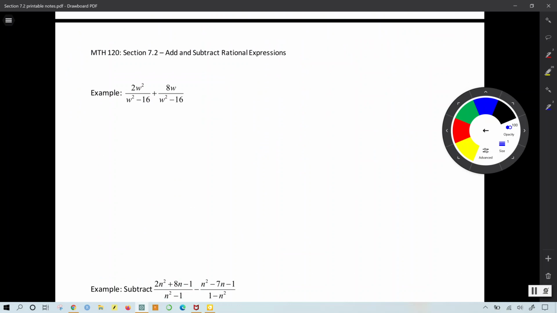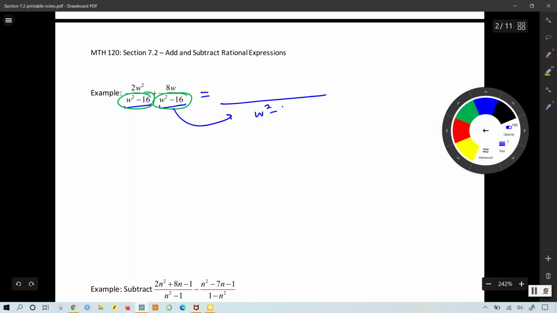In the next question, we have two fractions again, in which both share exactly the same denominator. So following the precedence we have, it means that we're going to have exactly the same denominator, which is our LCD. And with that set, we can focus on simply adding the top numbers, which will be 2w squared plus 8w.